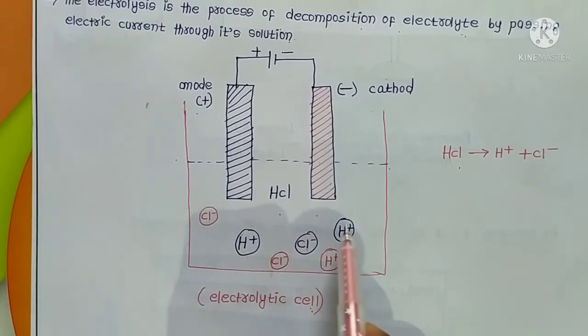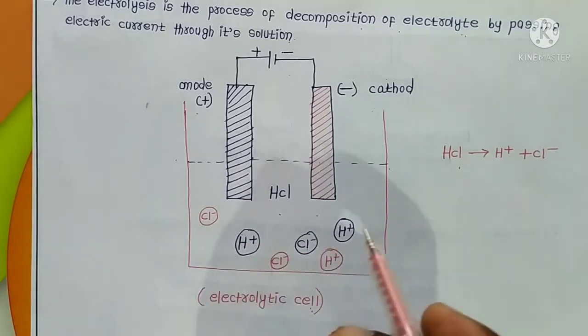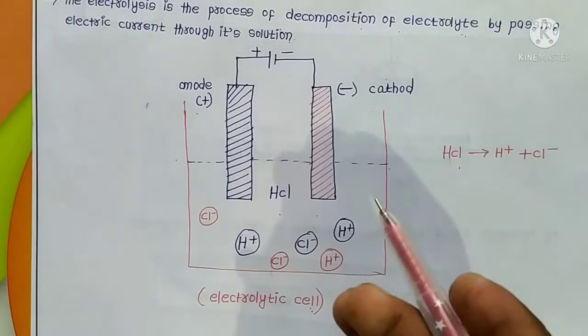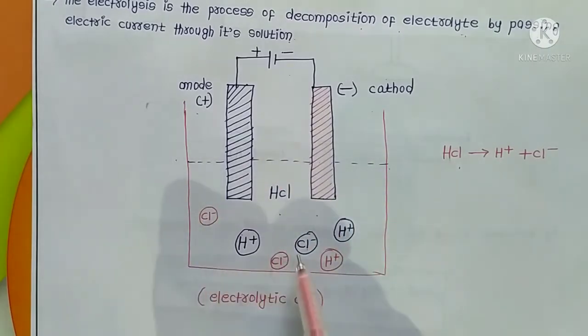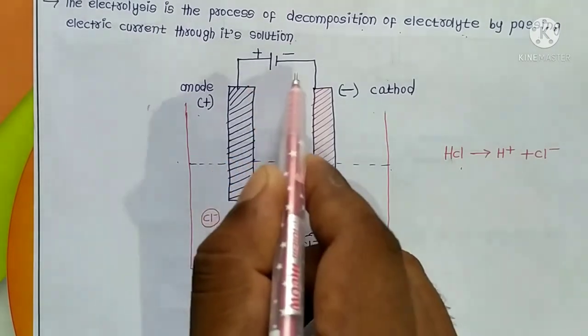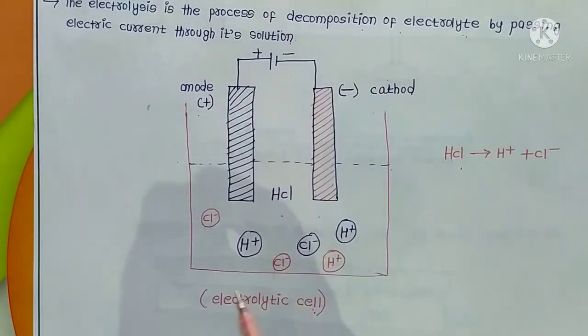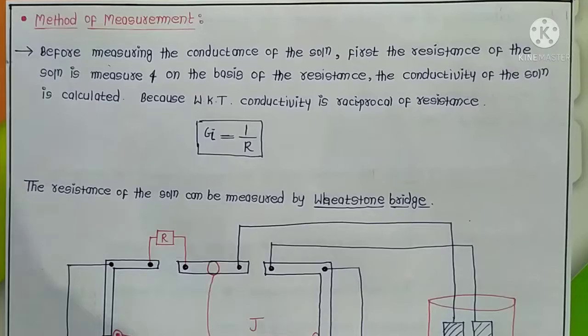As the number of ions increases inside the solution, the conductivity of the solution automatically increases. So electrolysis basically is the decomposition of this HCl under the presence of an electric field or electric current. So that is called electrolysis, and the conductivity of the solution mainly depends upon the number of ions, the size of ions, the temperature of the solution, and the mobility of these ions.